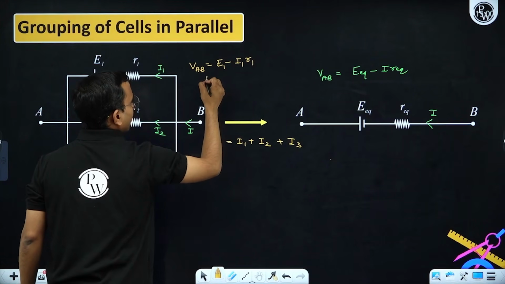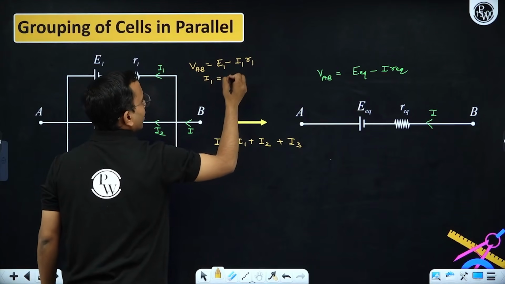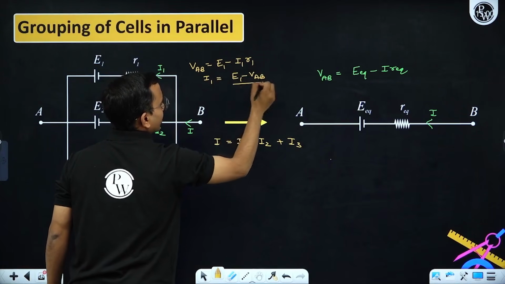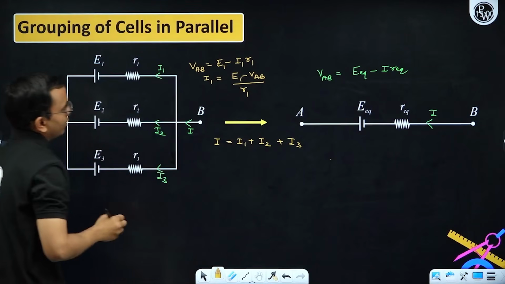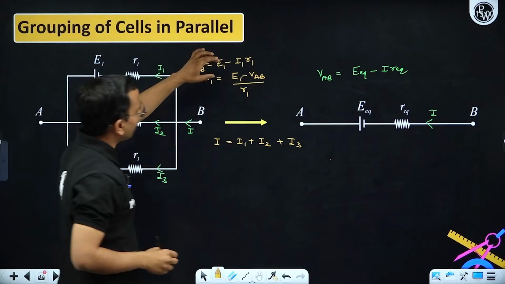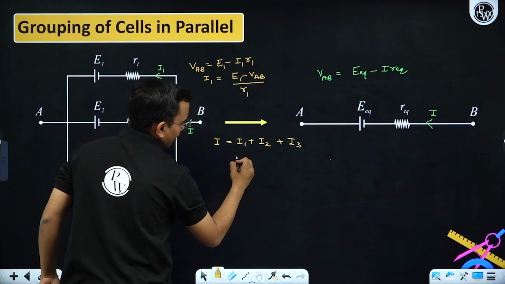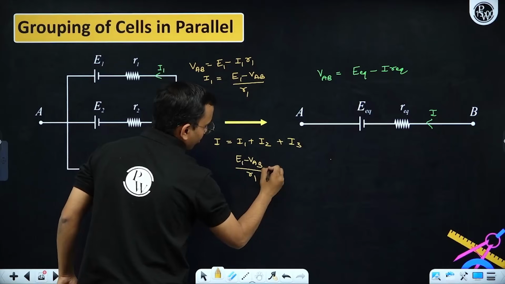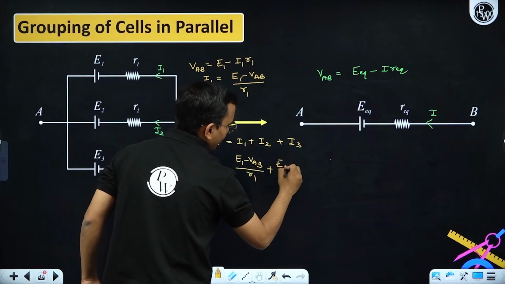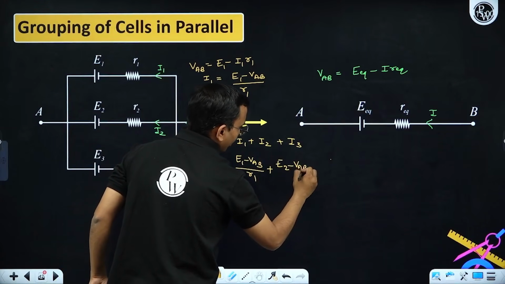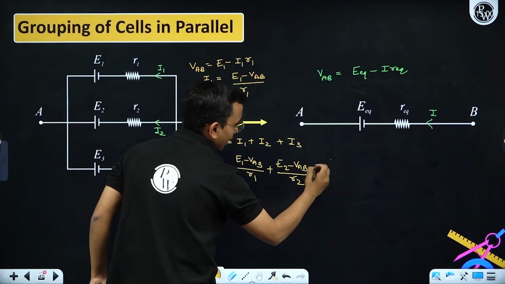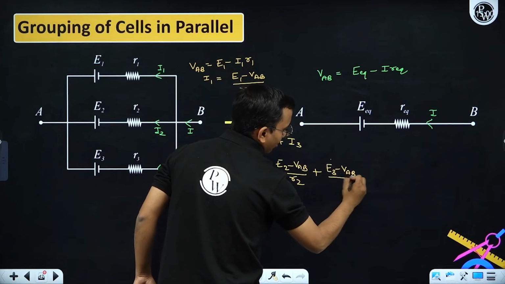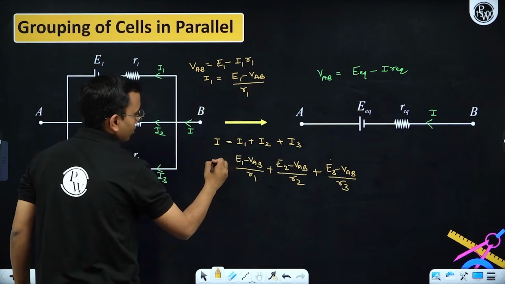From there you can write I1. I1 is E1 minus VAB divided by R1. Putting I1 here: E1 minus VAB divided by R1 plus I2, E2 minus VAB divided by R2 plus I3, E3 minus VAB divided by R3, and this is equal to I.